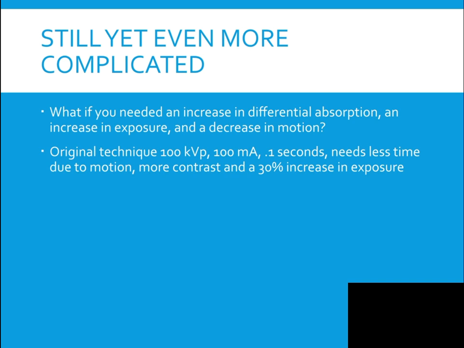That's your reciprocity. Remember, reciprocity means give and take. So if you cut your mass in half, you're going to have to double your time. If you double your mass, you're going to have to cut your time in half. So that's going to give you the same mass. So now we've got a new set of factors. So our original was 100 kVp, 100 MA in 1 second. The original technique didn't really break it down like that, but now we need less exposure time due to motion. We need that increase in differential absorption, not contrast.